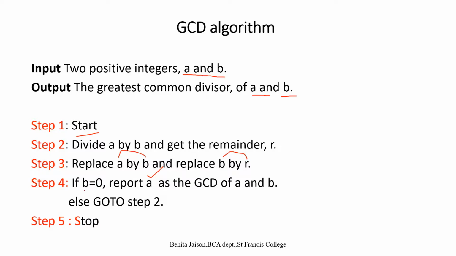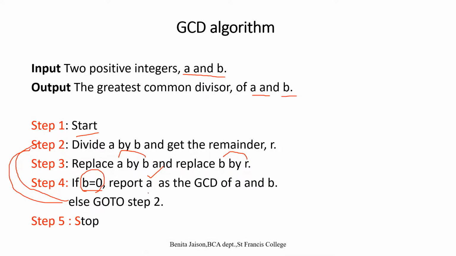Understood? If B is equal to 0. Else means what? B is not equal to 0 means which step we have to go? We have to go to step 2. So in all other cases, except for the last case, it will be repeatedly moving towards step 2, executing all steps and again going to step 2 like that, right?